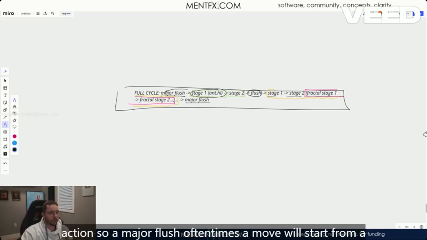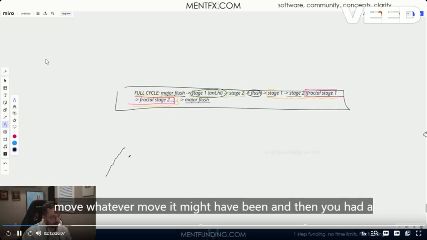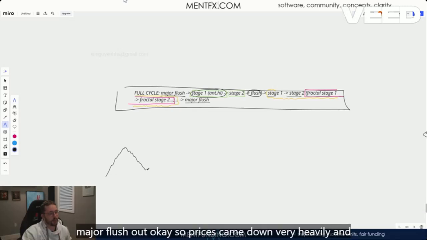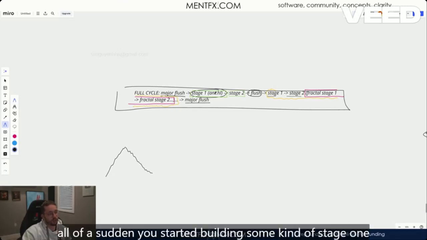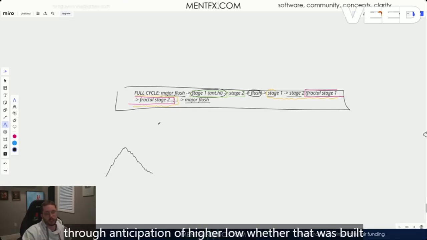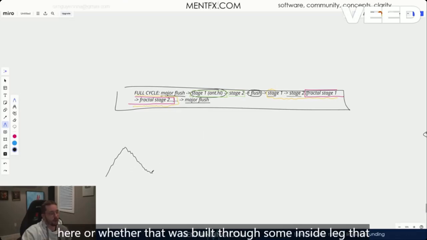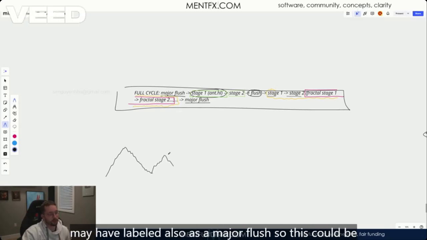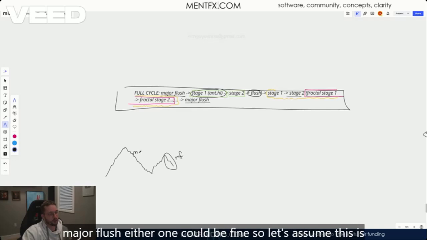So, a major flush. Oftentimes a move will start from a major flush. So let's just assume we had some kind of move, whatever move it might have been, and then you had a major flush out. Prices came down very heavily, and all of a sudden, you started building some kind of stage one through anticipation of higher low. Whether that was built here, or through some inside leg that went up and came down for maybe a flush out, which you may have also labeled as a major flush. So this could be labeled as a major flush, and this could be labeled as a major flush. Either one could be fine.